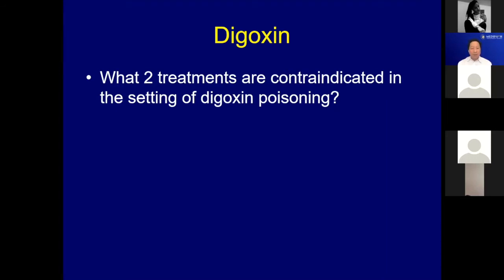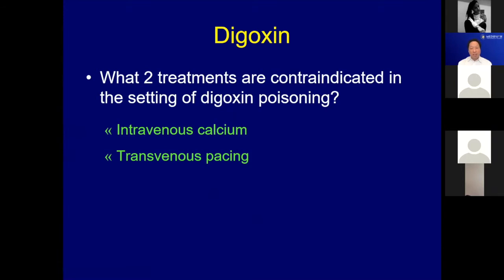So the first one is IV calcium. So if you were thinking about someone who say overdosed and they're severely bradycardic, you don't know if it's digoxin, calcium channel blocker, or beta blocker, you shouldn't draw out the IV calcium first. I want to try other things. And the second one is, what's the second treatment? Transvenous pacing.